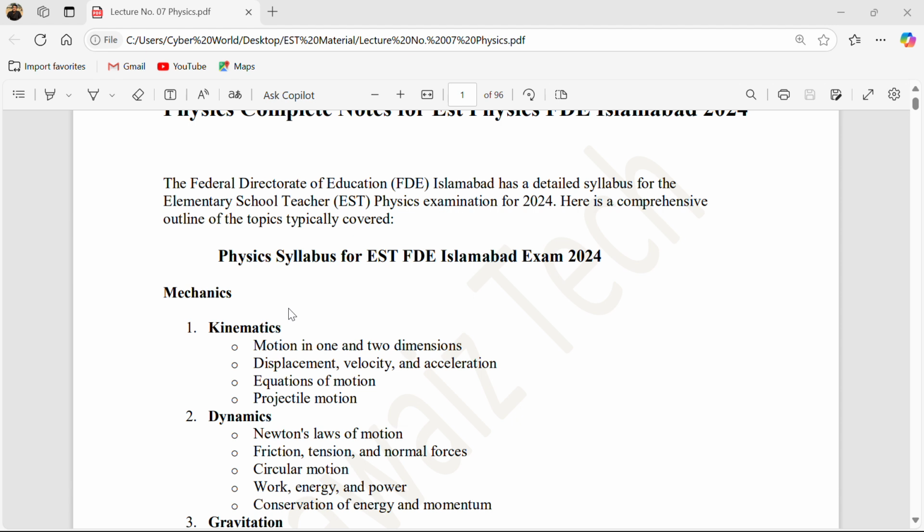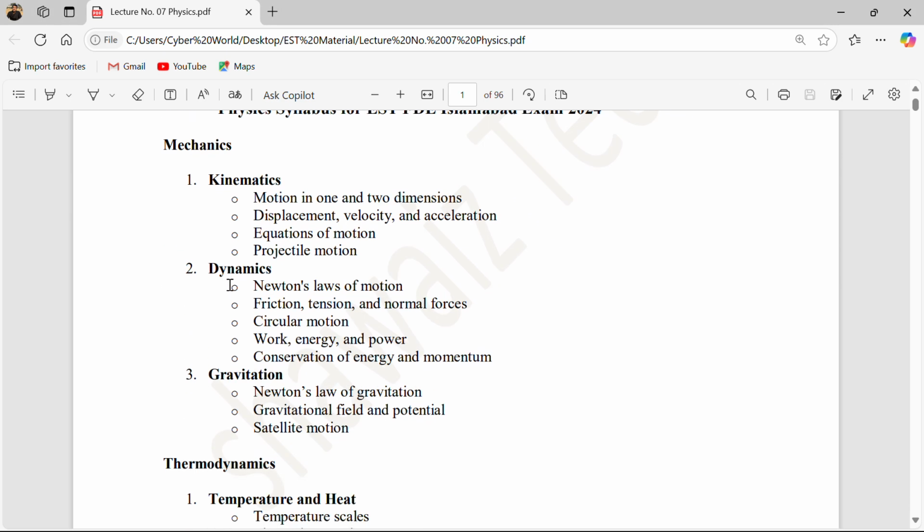discuss in this lecture. Whereas physics is concerned, the main topics will come from, first of all, mechanics. In mechanics, the questions come from kinematics, dynamics, and gravitation. Whereas kinematics is concerned, the questions related to kinematics are motion in 1 and 2 dimensions, displacement, velocity and acceleration, equations of motion and projectile motion.